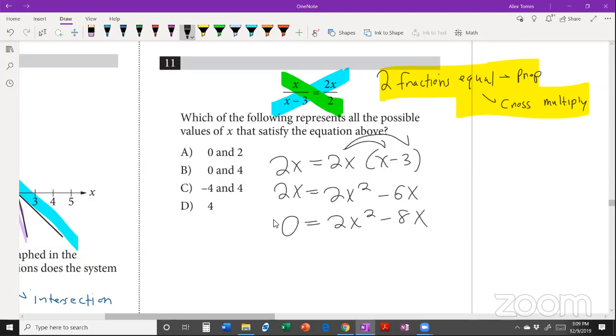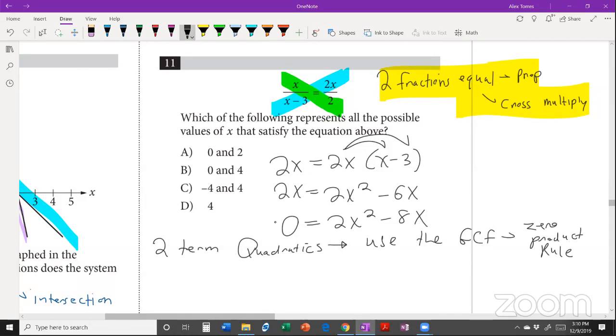So let's go ahead and now remember that, first of all, this is a quadratic. Quadratics are solved by getting 0 on one side. That's why the instinct was to get 0 there. But quadratics are the ones where you factor and do different things: quadratic formula, completing the square, and you need to be an expert on everything I just mentioned. But in particular, when you have a two-term quadratic, you want to use the GCF and follow that with the zero product rule. And I'll show you what I mean by that.